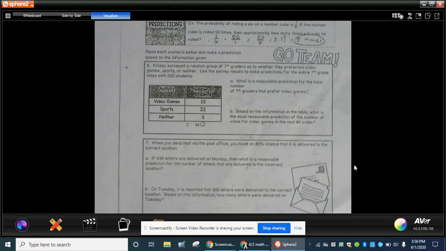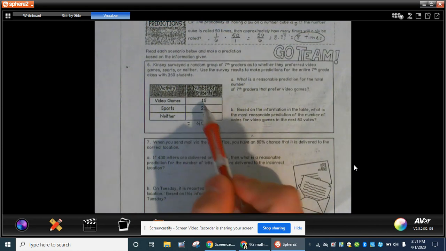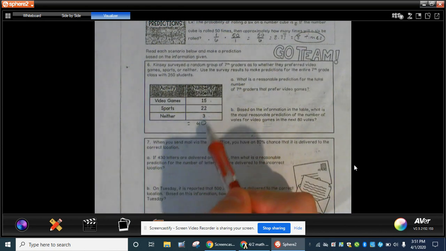Kinsey surveyed a group of seventh graders as to whether they prefer video games, sports, or neither. Use the surveyed results to make predictions for the entire seventh grade class with 350 students. Now, a survey is always small scale. It usually is a way to convey information for a bigger body of people. In this case, we have a big body of students, 350 students. We surveyed 40. How did I get 40? I added 15, 22, and 3. So we have 40 students.